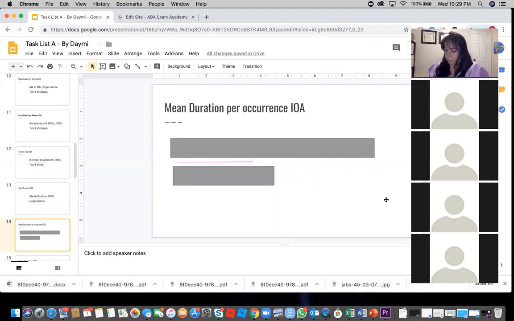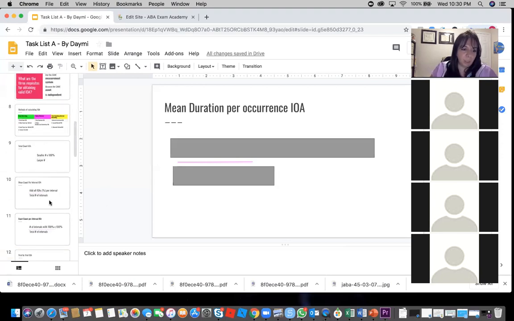All right. Mean duration per occurrence IOA. So here you want to figure out the total duration IOA for each response, and then you add up all those percentages and divide by the total number of occurrences or responses. So if there were 5 different responses, you would divide by 5. Perfect.